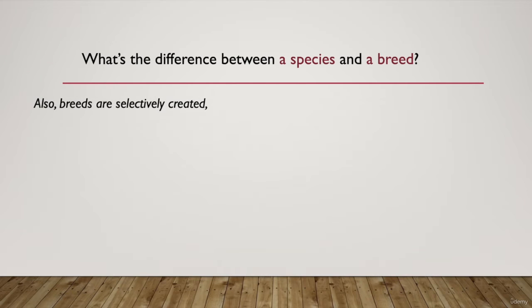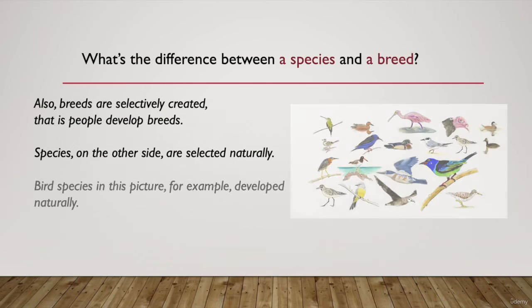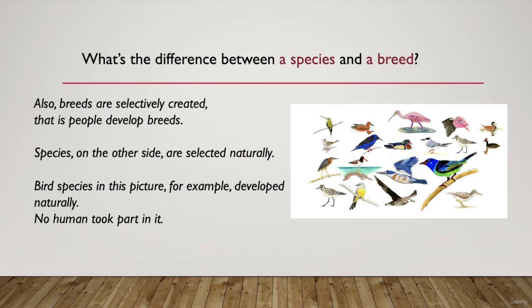Also, breeds are selectively created. That is, people develop breeds. Species, on the other side, are selected naturally. Bird species in this picture, for example, developed naturally. No human took part in it.